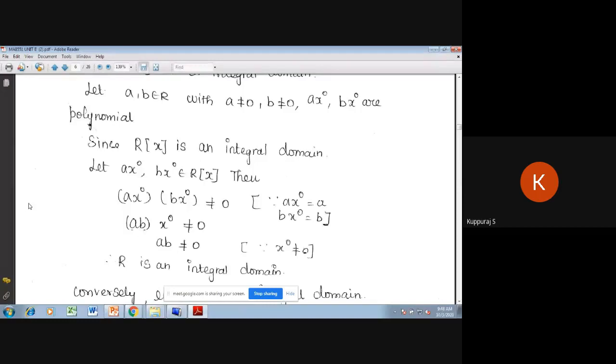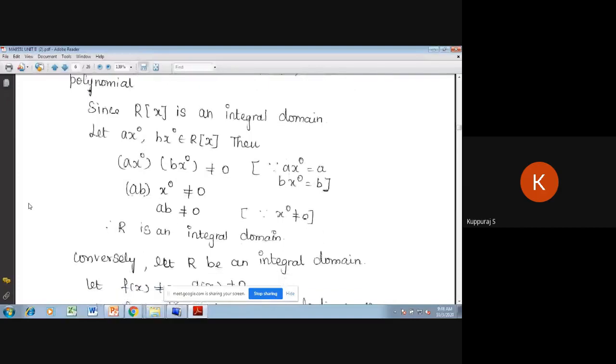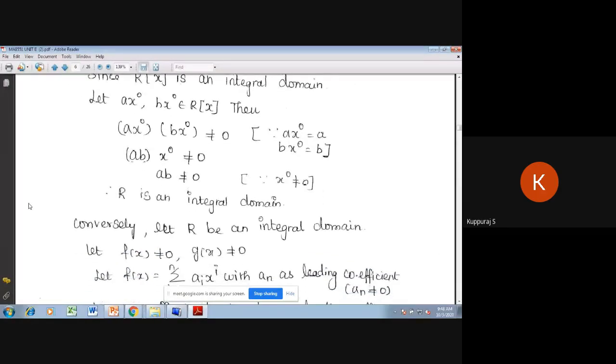Initially we took a, b belonging to R, non-zero reals, and we proved their product is also non-zero, which means capital R is an integral domain. Now the converse part. Assume the set of all real is an integral domain, which means if a is not equal to 0 and b is not equal to 0, then ab is not equal to 0.